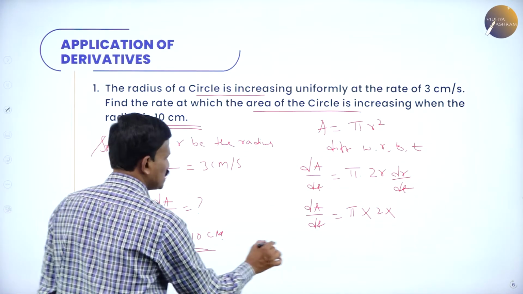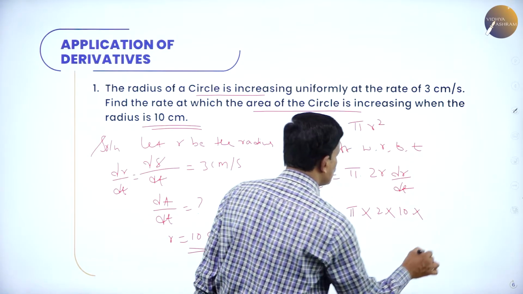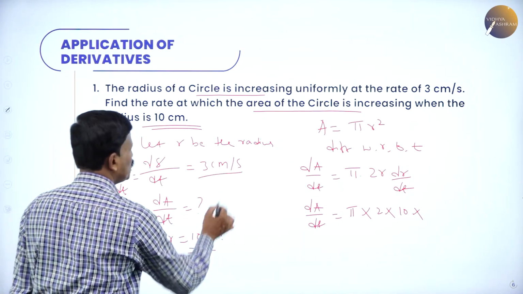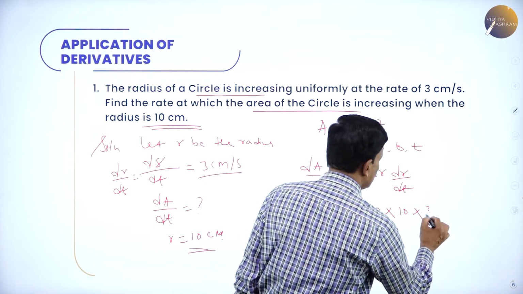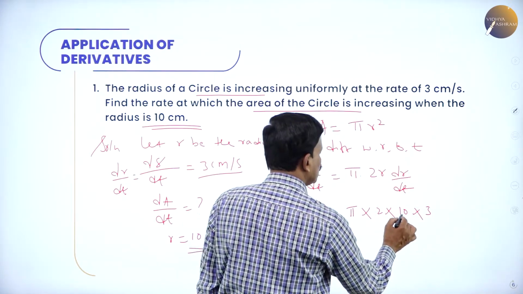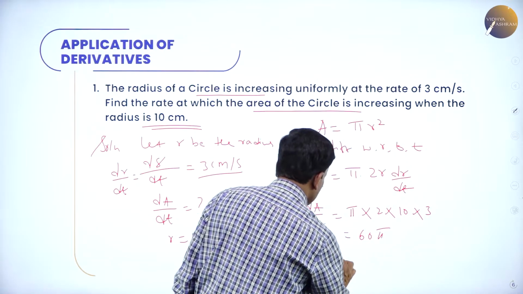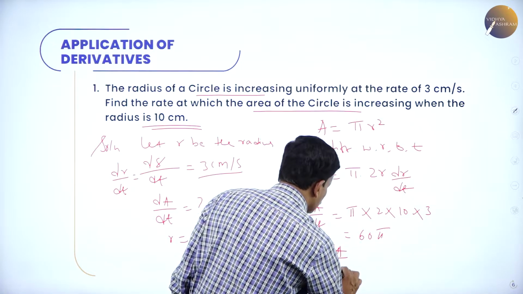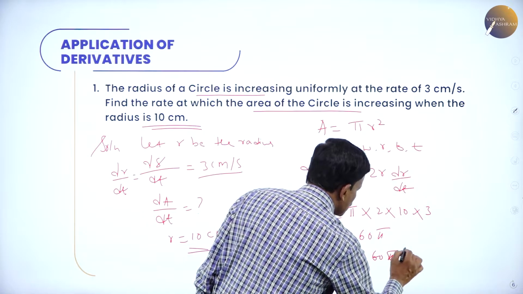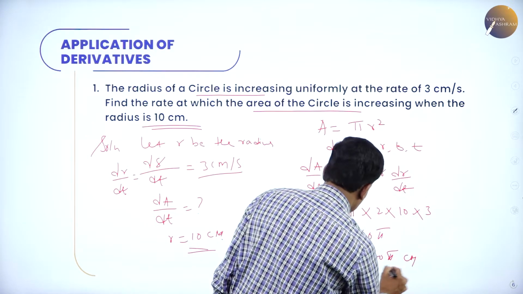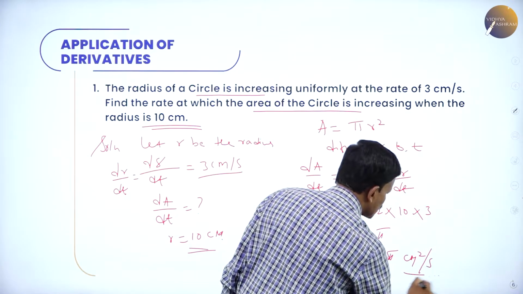R is equal to 10 centimeters, into, what is dr by dt? dr by dt is equal to 3 centimeters per second. Multiply this. What will you get? 3 into 2 is 6. 6 tens are 60 pi. So dA by dt is equal to 60 pi centimeter square per second.